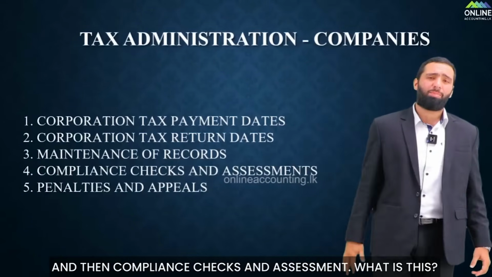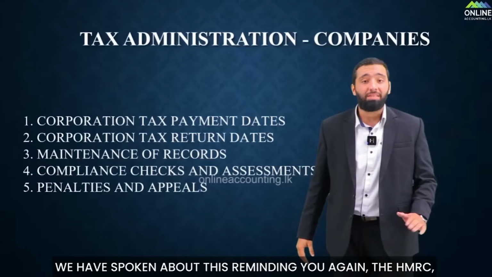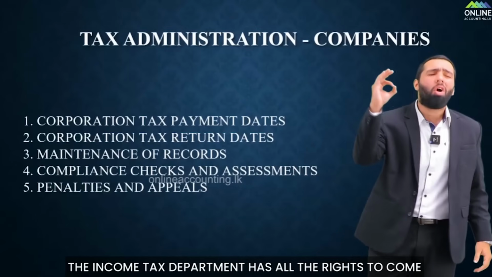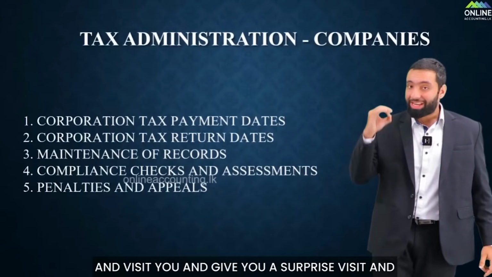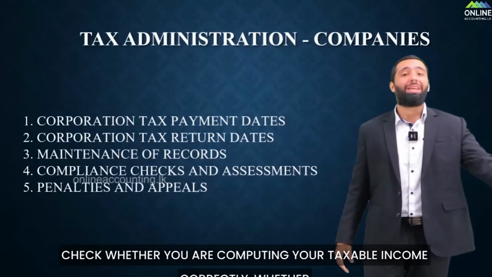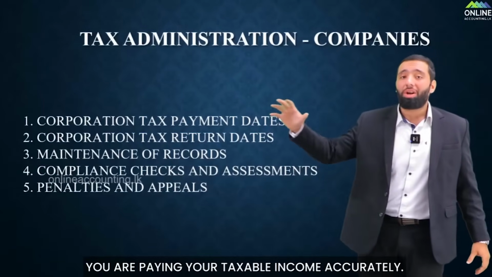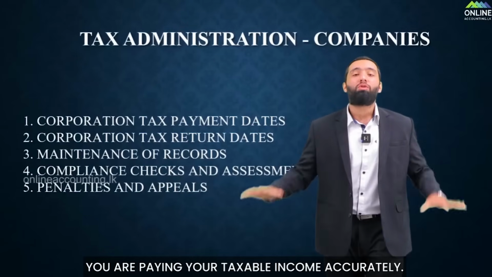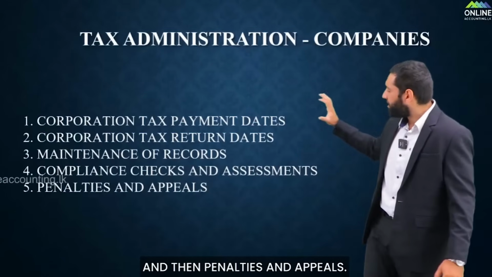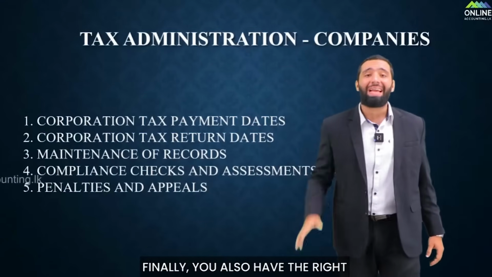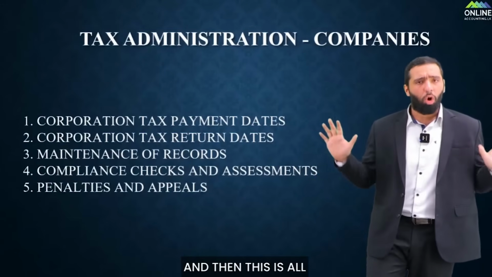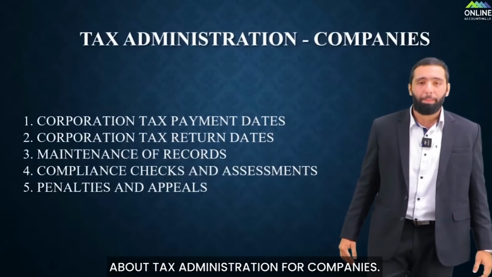And then compliance checks and assessment. What is this? We have spoken about this, reminding you again, the HMRC, the Income Tax Department, has all the rights to come and give you a surprise visit and check whether you are computing your taxable income correctly, whether you are paying your taxable income accurately. So these are the things that they have the right on. And then penalties and appeals, finally, you also have the right to make whatever your suggestion is. And then this is all about tax administration for companies.